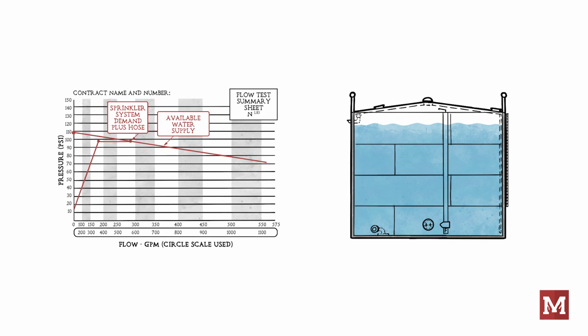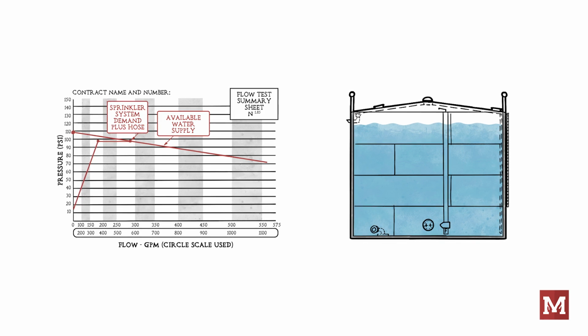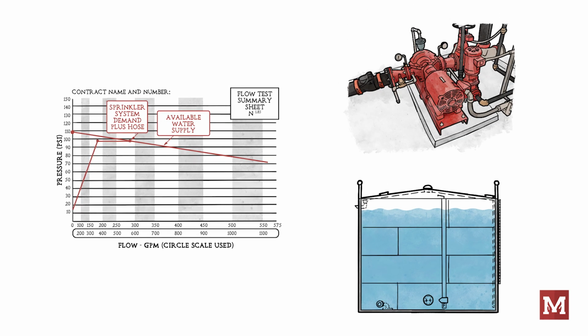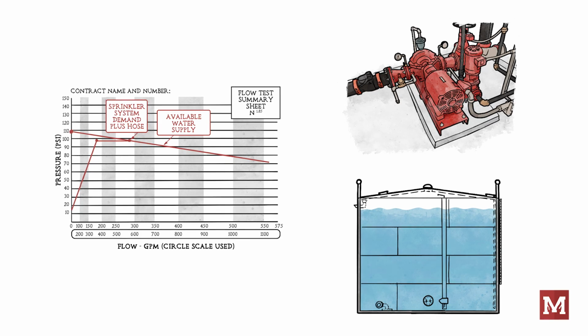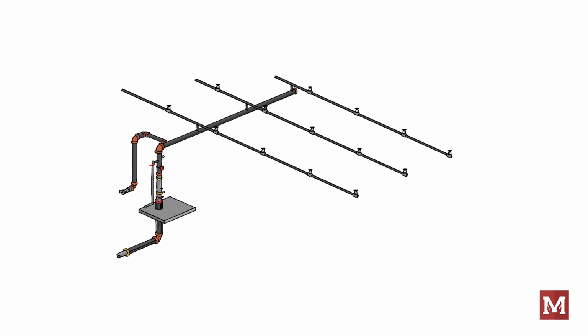What if we don't have either pressure or enough flow? Well, then we could be looking at a pump and a tank in order to meet our demand. In a nutshell, that's what we're doing when we conduct hydraulic calculations. Friction loss is a big part of those calculations.